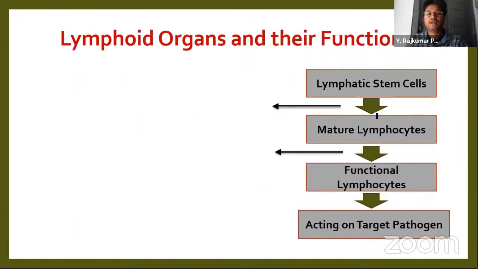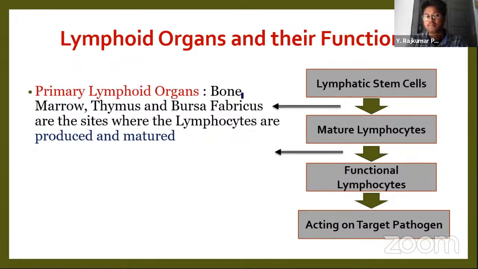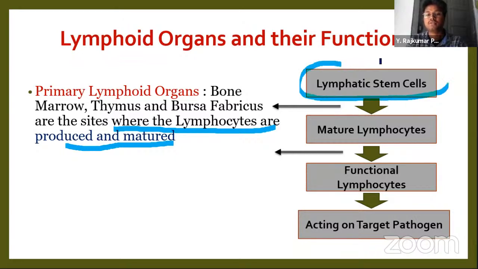Let's see the lymphoid organs and their function. Why are these lymphoid organs important? Primary lymphoid organs, examples, bone marrow, thymus, and bursa of Fabricius, are the sites where the lymphocytes are produced and matured. Here you can see lymphatic stem cells are produced in the primary lymphoid organs, and they convert into lymphocytes in the primary lymphoid organs, and they get matured.